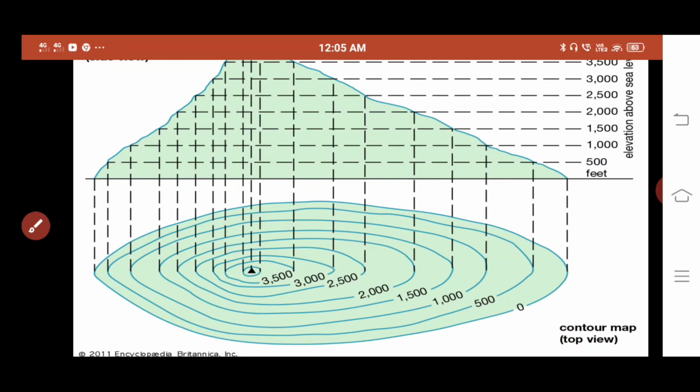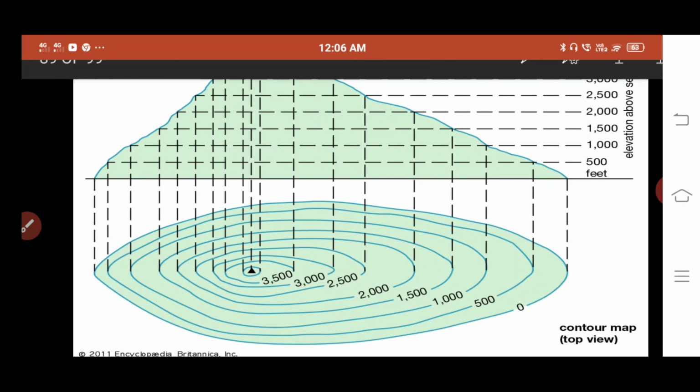And wherever contour lines are far apart, it represents a gentle slope. For example, here the distance between contour lines is far apart, that indicates it is having a gentle slope, that means very little slope. Closer lines represent steep slope, and uniformly spaced lines represent uniform slope.